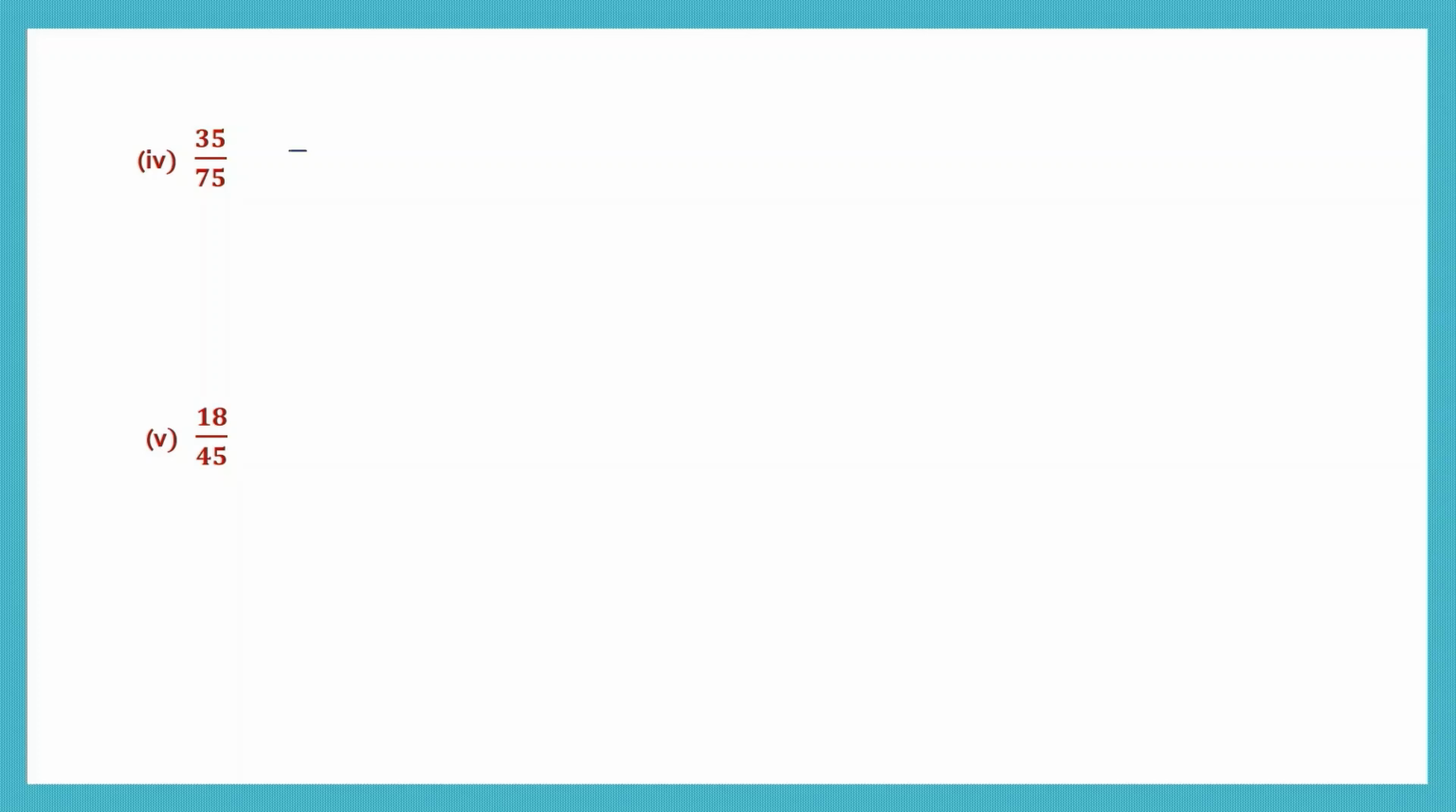Question 4, 35 by 75. Now both these numbers are ending in 5. That means they're divisible by 5. Both are divisible by 5. So let's divide the numerator by 5 and the denominator by 5 and see what we are getting. Now 5 into what is 35? 5 sevens are 35 and 5 into what is 75? 15. 7 by 15. That is our final answer. Let's go to the next one. 18 by 45. Let me write it down. 18 by 45.